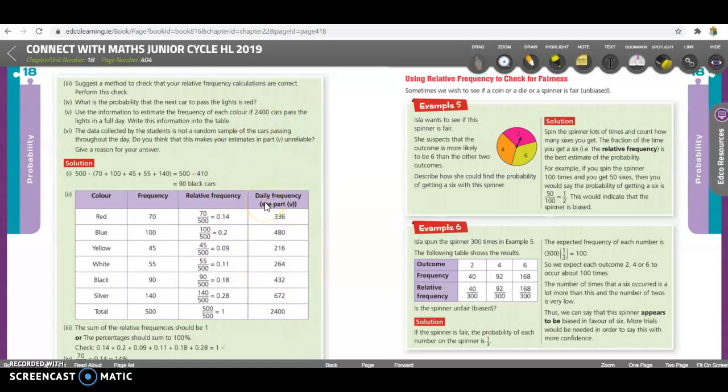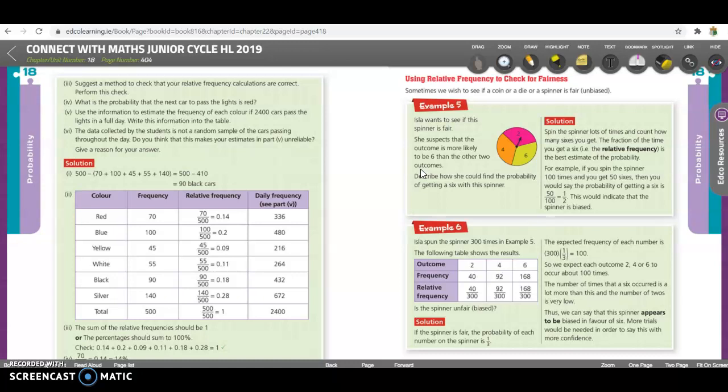Over here, then, examples 5 and 6, you're going to look at together, and they're a little bit of what we're doing already. So Ida wants to see if this spinner is fair. She suspects that the outcome is more likely to be a 6 than the other two. They look like about 1/3, 1/3, 1/3 to me, but she thinks this is biased in some way, that it's not landing on each one 1/3 of the time. Describe how she could find the probability of getting a 6 with this spinner. Well, just keep doing it.